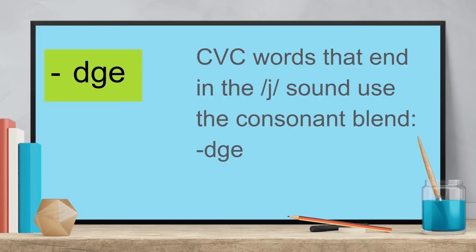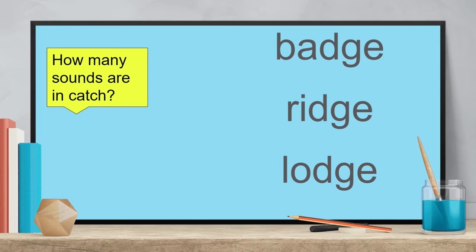And then the last rule for this lesson is if you want to make the J sound at the end of the word, you have to use the consonant blend DGE. And that one is really tricky, right? Because it even has a vowel at the end. So how can it be a CVC word? This is an exceptional case here, the J sound. They spell it DGE. You have to memorize that. It doesn't make a lot of sense unless you just memorize it.